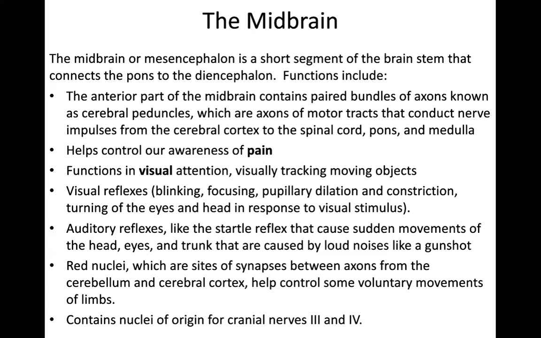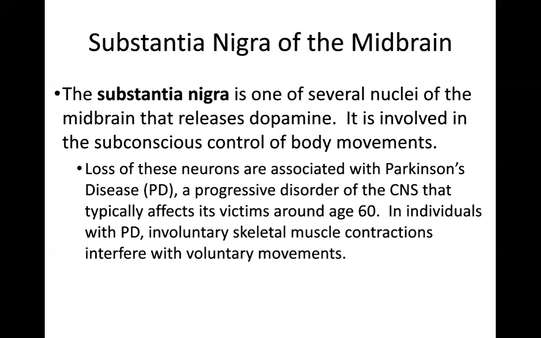Red nuclei are sites of synapses between axons from the cerebellum and the cerebral cortex that help control some voluntary movement of limbs. And cranial nerves 3 and 4 are associated with the midbrain as well. So that's where the visual and auditory sensations are at? Some of which travel through. We don't process what we see there. That takes place in the cerebral cortex, but signals travel through different parts of our brain, like the midbrain, on their way to our cerebral cortex.